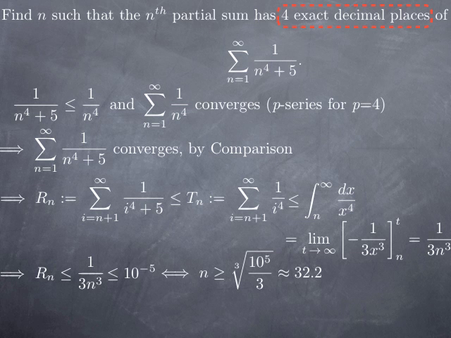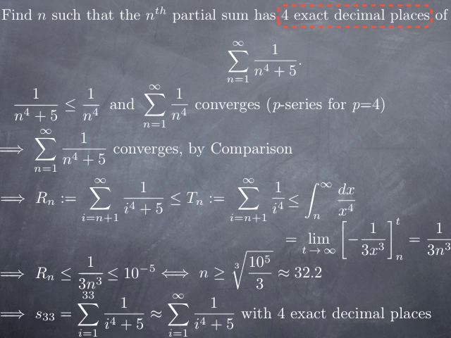So what we have proved here is that the 33rd partial sum, s indexed by 33, in other words the sum from 1 to 33 of 1 over i to the 4th plus 5, is an approximation of the infinite sum with 4 exact decimal places. And here we don't really need to actually calculate s indexed by 33 to know that this is going to have 4 exact decimal places. If we need these 4 exact decimal places, of course, we would add together these first 33 terms.